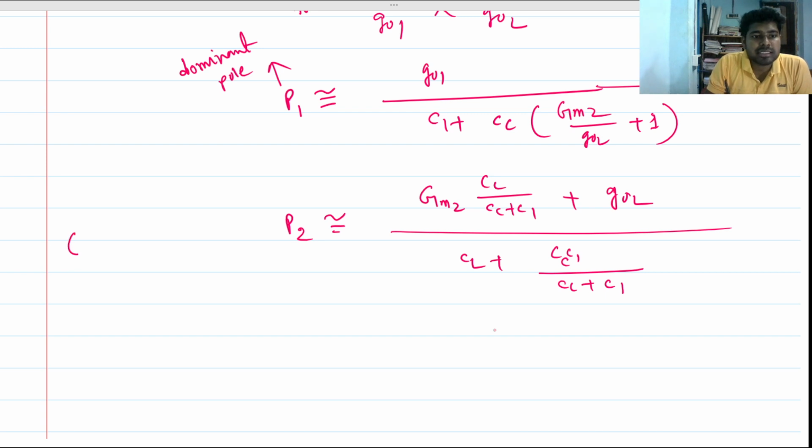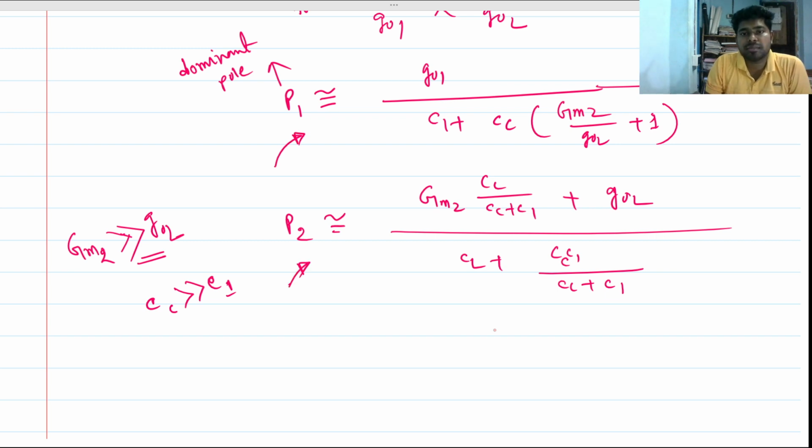As we can see, GM2 is very much greater than GOL, and CL is very much greater than CC. CC is very much greater than C1. Then sir asked me to modify this expression considering both pole locations. You can do the same; if you consider this, there will be some reduced expression. So this was the question.